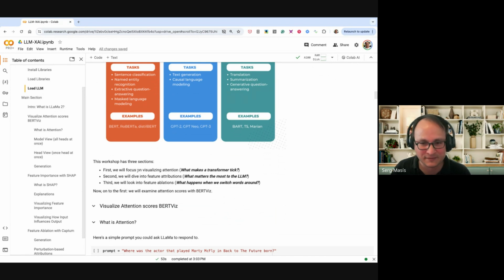So this workshop has 3 sections. Each one has a different purpose. One is visualizing attention, and that's a good starter because you get a grasp of what attention is. In other words, what makes a transformer tick, and in particular for that problem, what makes it tick. Second, we dive into feature attributions. So what matters the most to the large language model, in the context of a question and its prospective answer. And third, we look into feature ablations. What happens if we switch words around? That has a very deep meaning to it because that also relates to the causal understanding of language, counterfactuals, and all that.